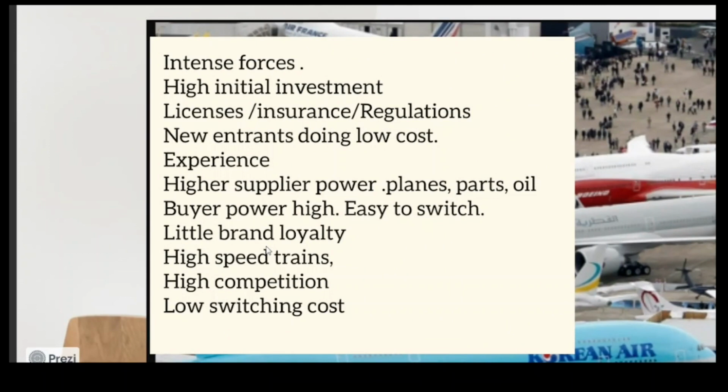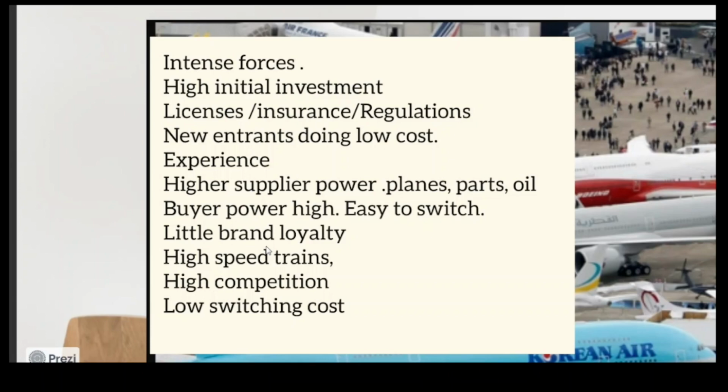And then experience plays a role. This is an industry where expertise is highly required in multiple sectors. You cannot depend on novices here. You need trained people. And yes, supplier power: plane manufacturers, the plane parts, even the airports, they also play a supplier role, as well as the aircraft oil. Suppliers have high power here over the airline industry.